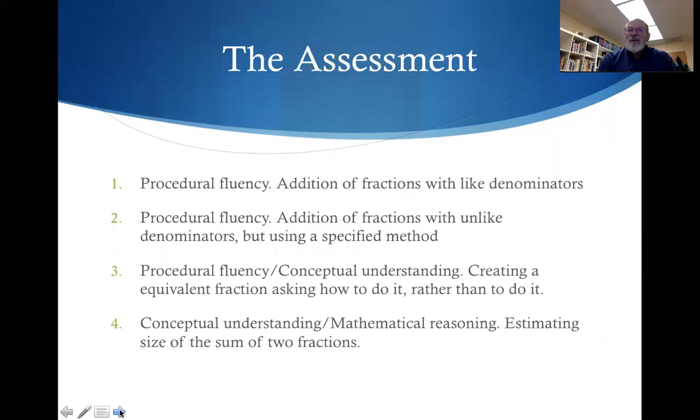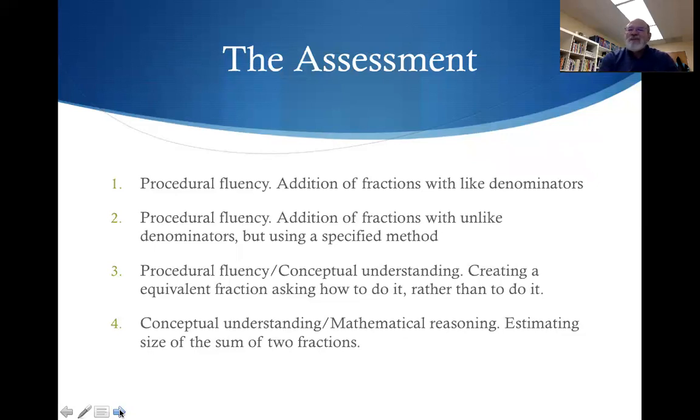The first question you're going to see on the assessment is procedural fluency, addition of fractions with like denominators. Second one is going to be another procedural fluency, addition of fractions with unlike denominators, but using a specified method. Now think about the impact as you're writing your analysis. You have notes written down like these that you can refer to as you write your paragraphs. For example, question number 4 dealt with conceptual understanding or mathematical reasoning: estimating the size of the sum of two fractions.